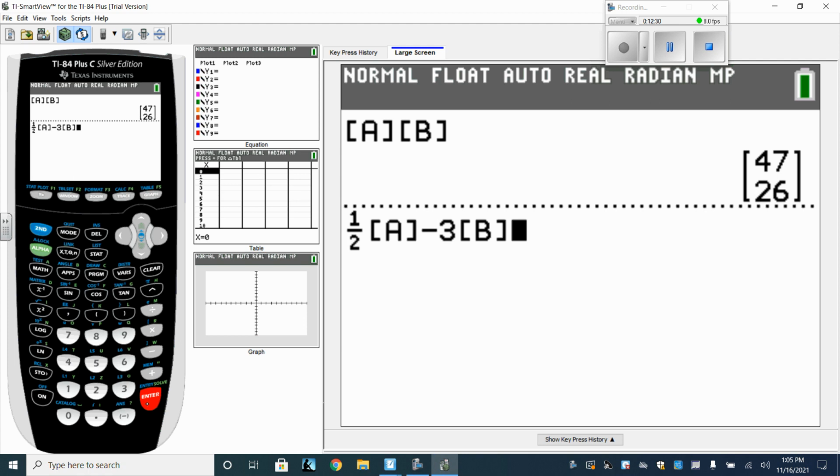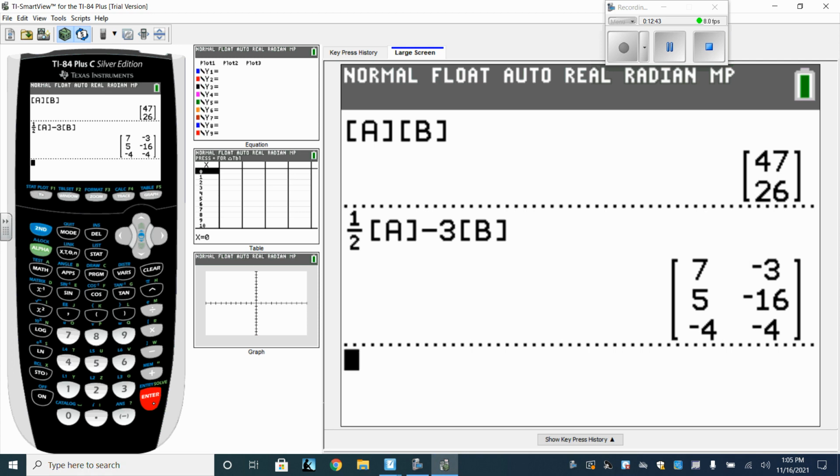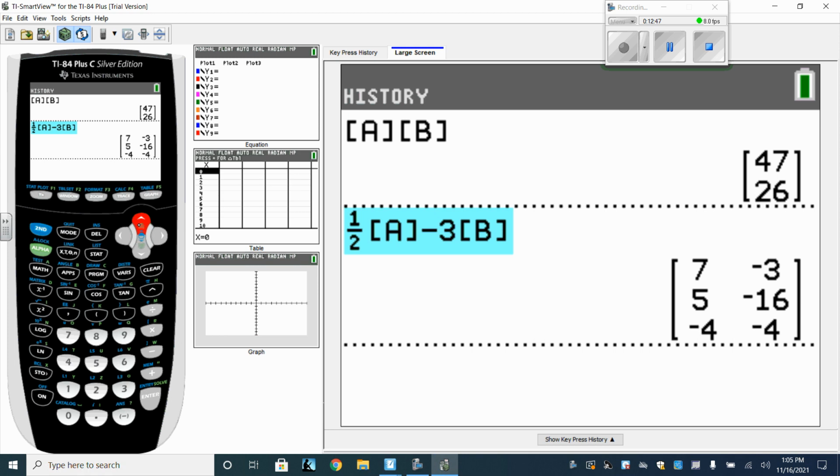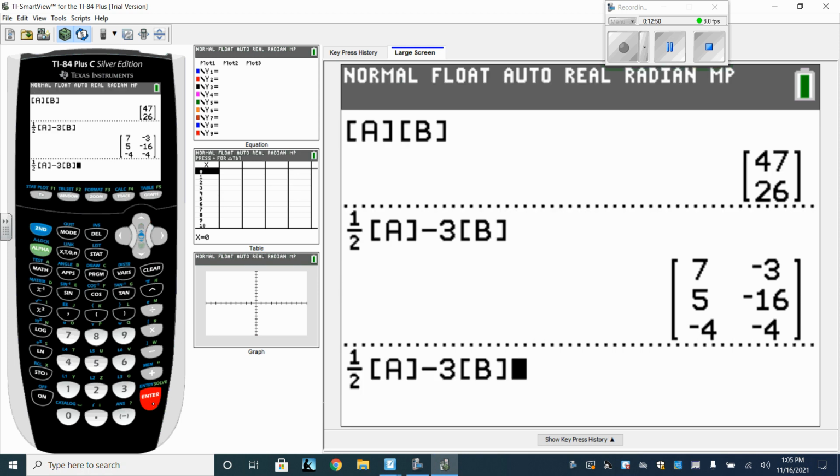Then -3, second matrix, this time we'll cursor down to B. Now be careful, don't hit the negative key. You want the subtraction key here. Because if it's the first number, we use the negative, because if it was -1/2, we would use the negative. Here we want minus 3. Now I'm going to cursor back up and select this again, but I'm going to change it from minus to negative.